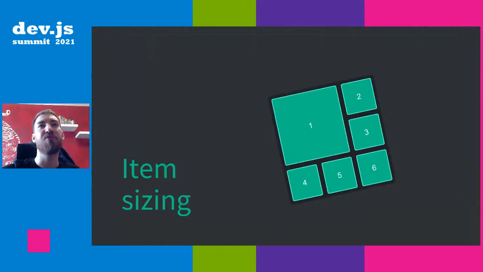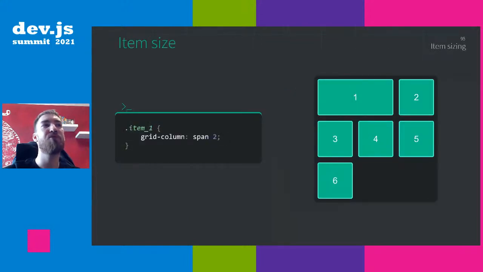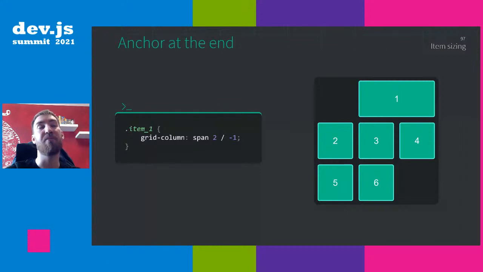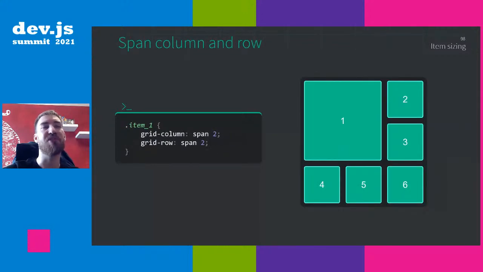An additional thing that we can do is size items. We've seen already that we can stretch an item in between lines, but we can also use the span property to tell the element to span, for example, 2 columns. And we can remember that this is a shorthand property, so we can specify both the position and the span. For example, we are saying here that it should start at line number 1 and then span 2 columns. But we can also say that it should end at line number -1, so anchor it at the end, and then we can again make it span 2 columns. And of course, we can do that with rows as well. And here we are spanning 2 rows and 2 columns.